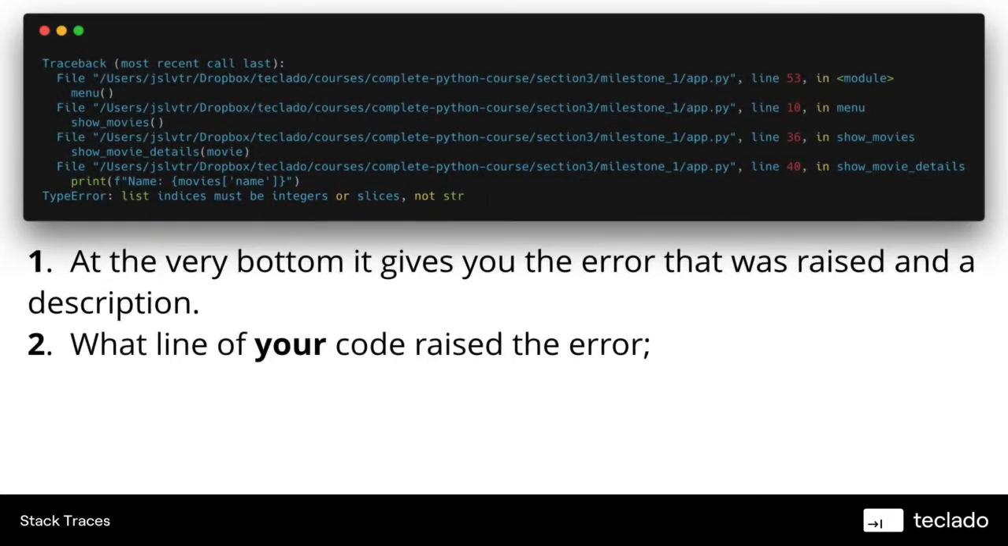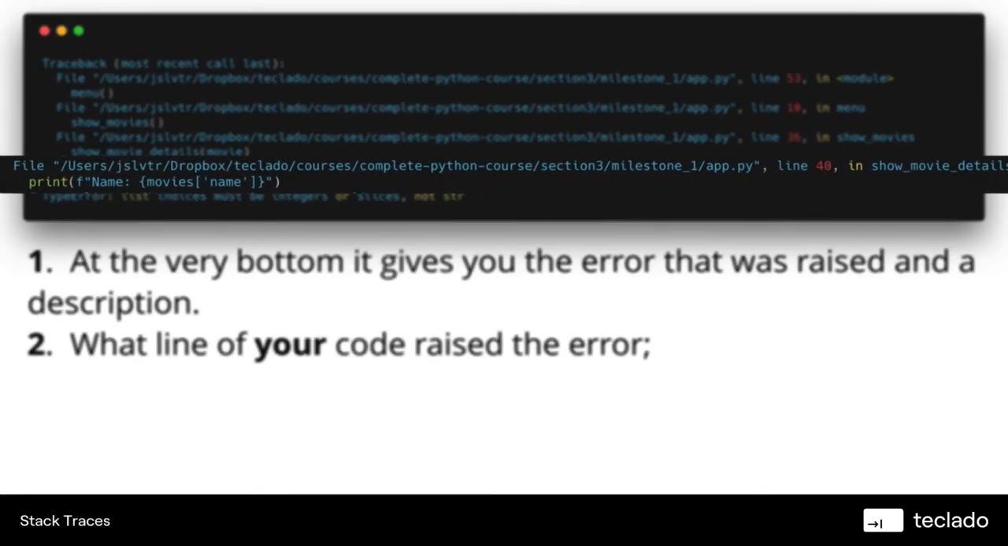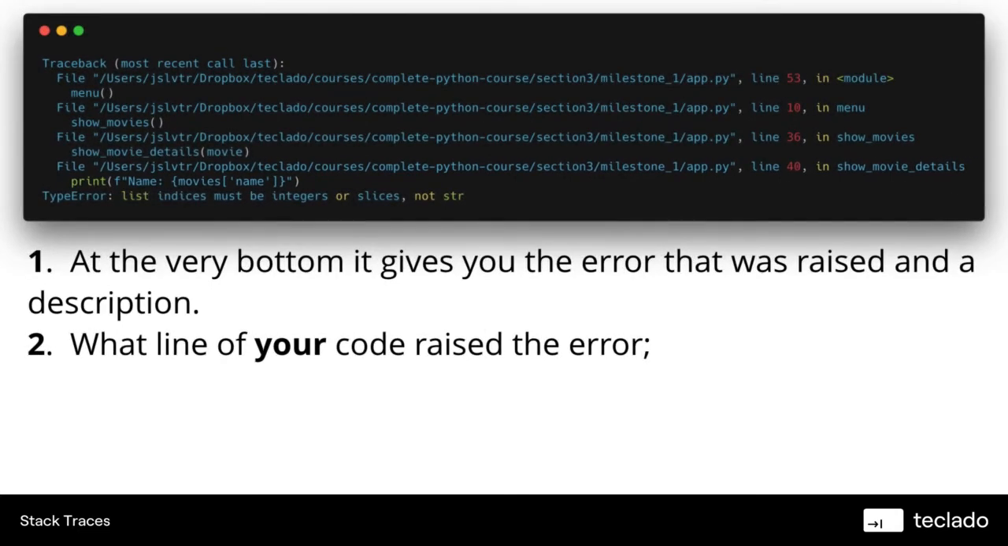Then it gives you what line of your code raised the error. That's the very next line above the type error. In this case, the line that gave us an error was print, and then a formatted string that says name, and in curly brackets, movie's name. So this is the line of our code that gave us the error.